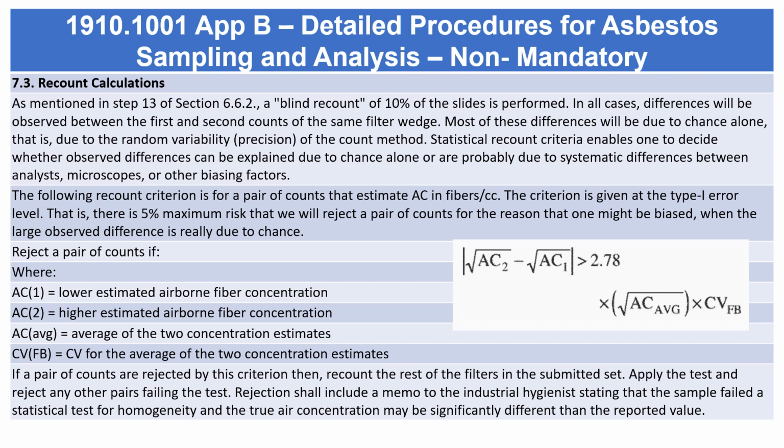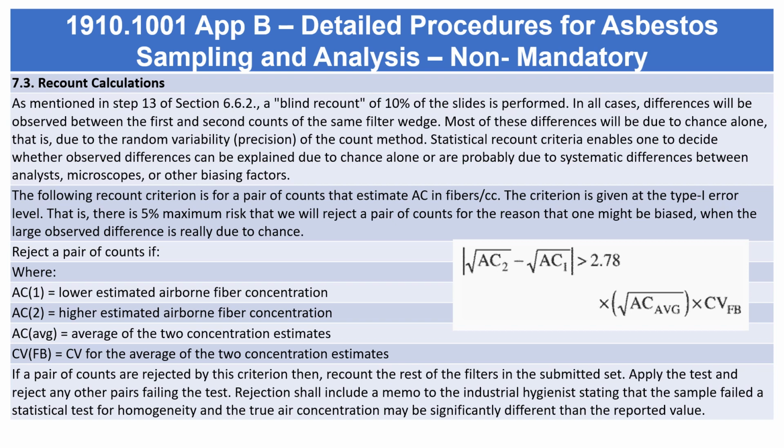The following recount criterion is for a pair of counts that estimate AC in fibers/cc. The criterion is given at the type I error level. That is, there is 5% maximum risk that we will reject a pair of counts for the reason that one might be biased, when the large observed difference is really due to chance. Reject a pair of counts if, where, AC1 equals lower estimated airborne fiber concentration, AC2 equals higher estimated airborne fiber concentration, AC average equals average of the two concentration estimates, CV, FB equals CV for the average of the two concentration estimates.